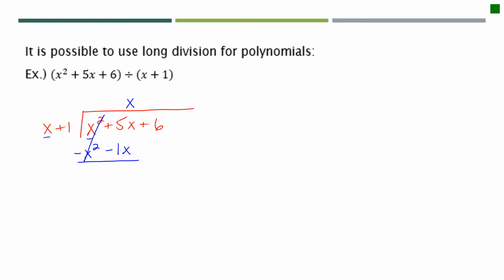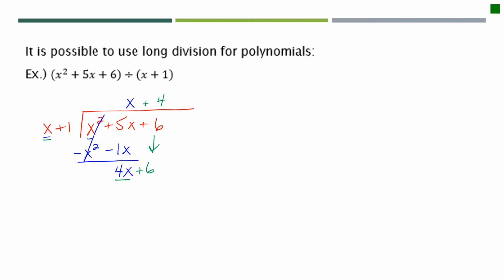X squared minus x squared cancels out, which is what we wanted. 5x minus 1x is 4x. Now I bring down my next number. So now I'm going to do 4x plus 6. Now I start over. What do I have to multiply x by to make it 4x? And the answer is 4, positive 4 specifically. So I'm going to put plus 4.